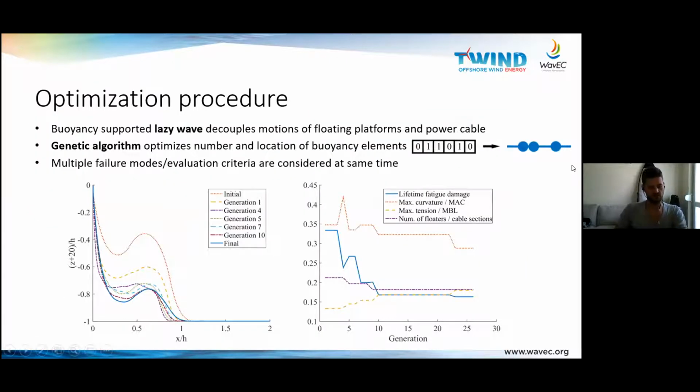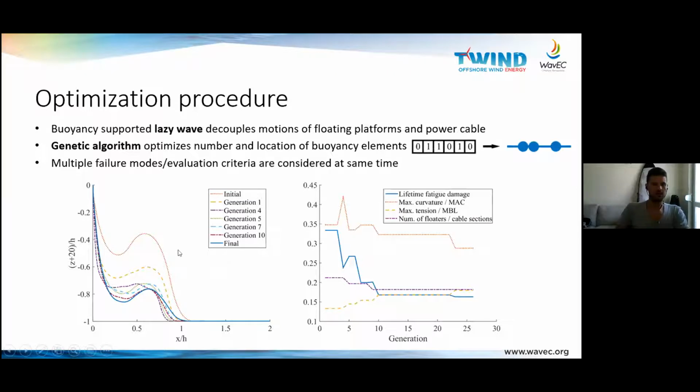And so how are we going to do that? We've already heard in earlier presentations that a very popular layout of the cable is the lazy wave. And by lazy wave, we mean that we have the cable that is organized here in this nice wavy shape, where we have a buoyancy section in between that is effectively decoupling the motions from the floater that the cable experiences here at the top, and from the motions here at the touchdown point at the bottom.